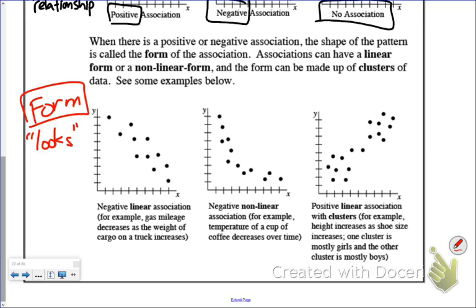In any case, here we go. What does this first one look like? Well, it looks like a line. So then we call it linear. Write down the word linear. So linear is one way. Josh, write it down.